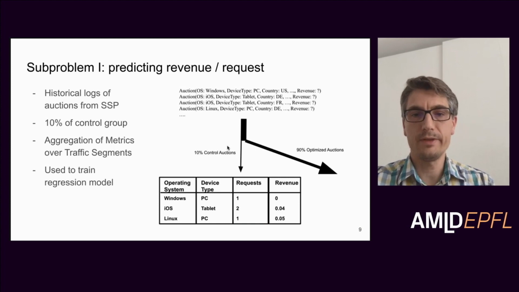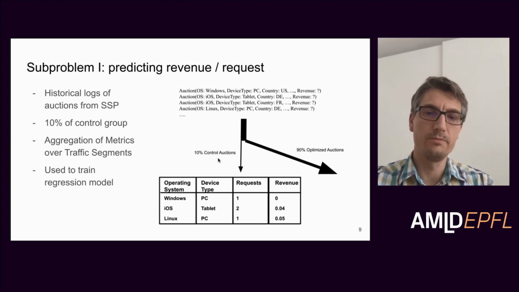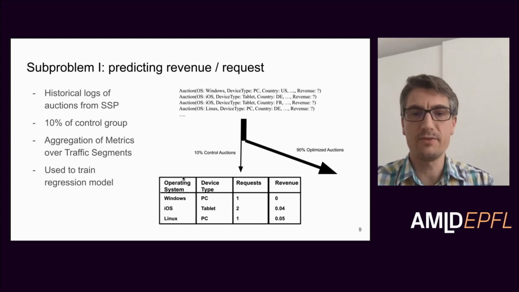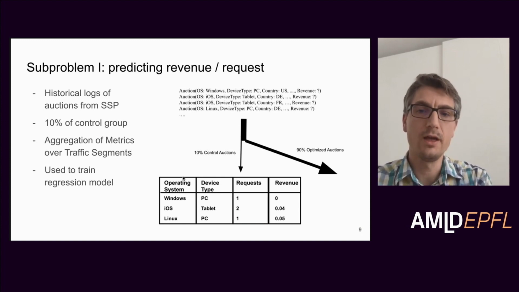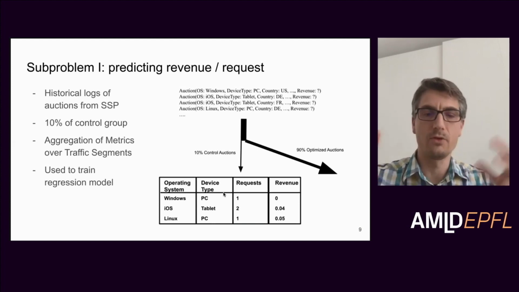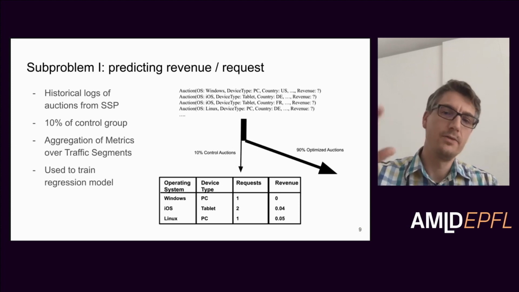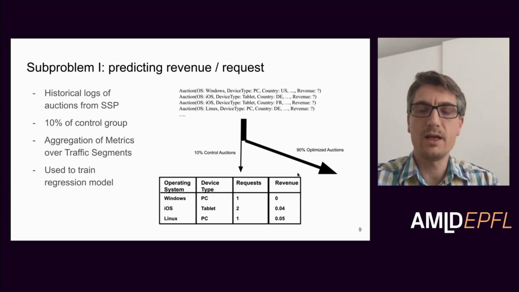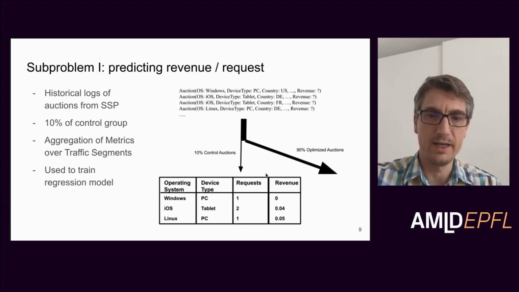So what do we do with these auctions? We aggregate them into these traffic segments. Let's say we have a very simple way of segmenting the traffic. We only look at operating system and device type, and then we count the number of requests, basically the number of requests that would be sent if we do not filter anything, and we count the revenue these requests will make.